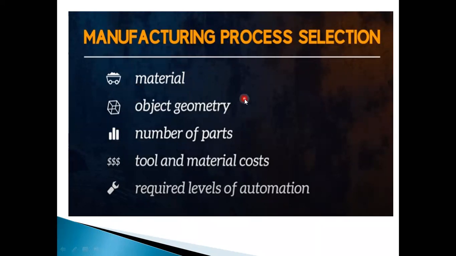Then I have to see what sort of geometry I'm going to machine. That is, whether it's a cylindrical object, a square object, etc. Those things I have to take care of, so depending upon that I can select the manufacturing process.